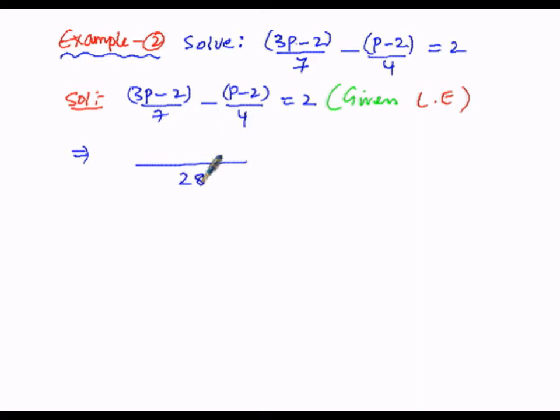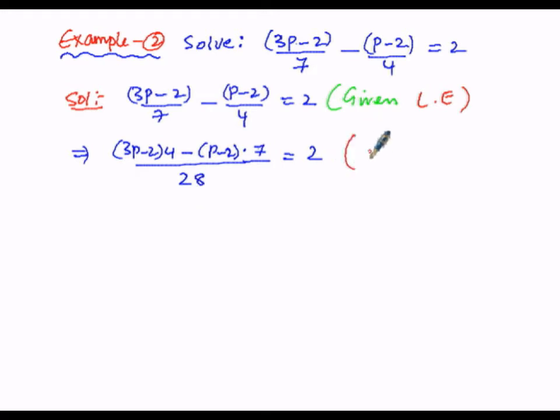So numerator 3p minus 2 is written as it is. Then the denominator 7, the number of times is 4, 7 fours are 28, the LCM. Minus is written as it is, and the numerator must be copied as it is, and that must be multiplied with the number of times the denominator goes into the LCM, which is 7. 4 sevens are 28. So that is equal to 2, which is on the right hand side, written as it is. So here we got this step by taking the LCM.